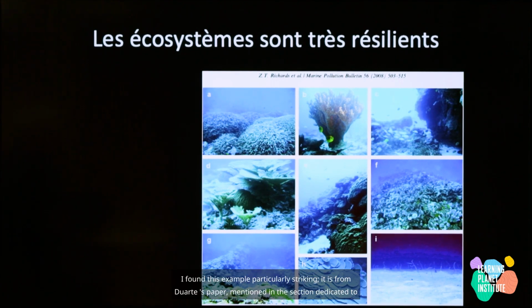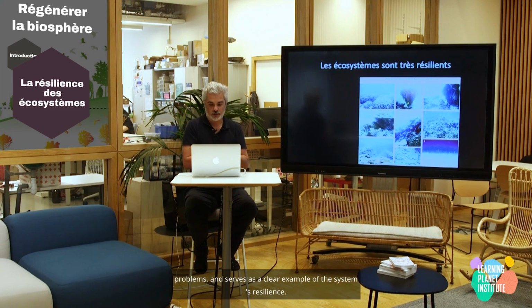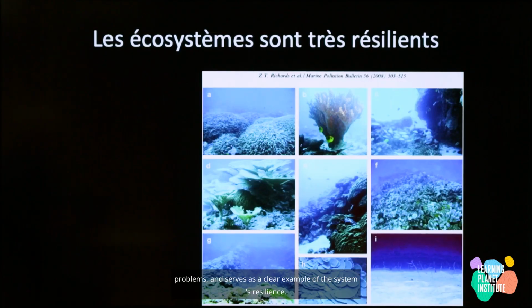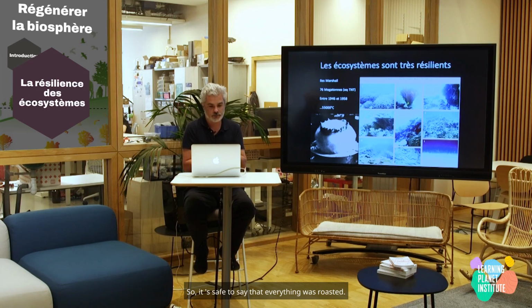I found this example particularly striking. It is from Duarte's paper mentioned in the section dedicated to problems and serves as a clear example of the system's resilience. What you see is corals, a great diversity of corals, which come from the Marshall Islands, which from 1946 to 1958 were bombarded with nuclear bombs, the equivalent of 76 megatons in TNT equivalent, and they had calculated that the surface water temperature could even reach at times over 55,000 degrees. So it's safe to say that everything was roasted.